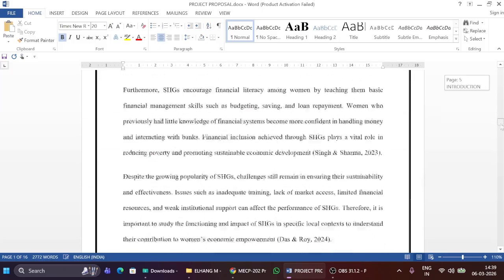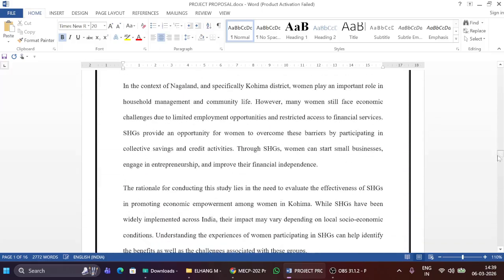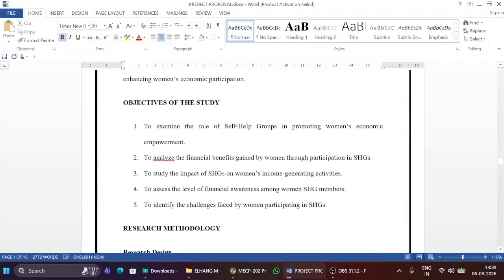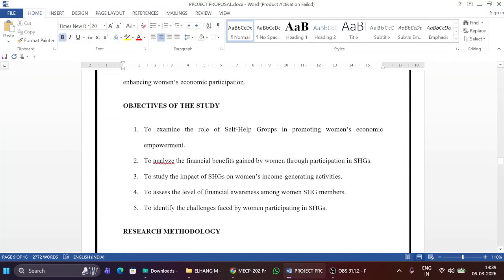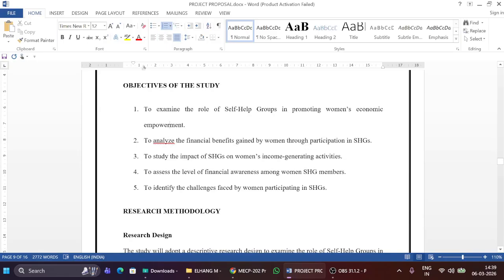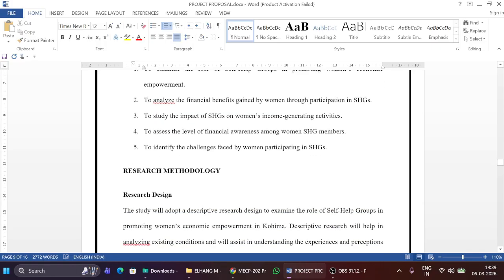Okay, so all the objectives written here are related with that, like to examine the role of self-help groups in promoting women's economic empowerment, to analyze the financial benefits gained by women through participation in SHG, to study the impact of SHG on women's income generation. So all the objectives are related to the title.